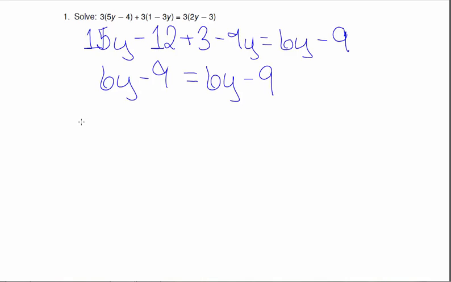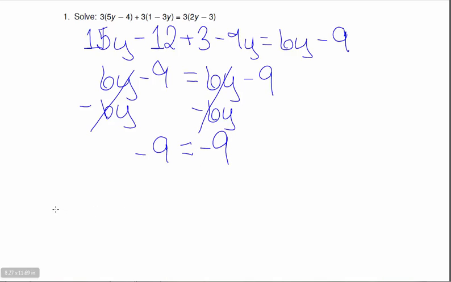The next step is to get the variables on the same side. I have a 6y on the left and a 6y on the right, so I'll subtract it over. When I do, the y's on the left cancel, and I'm left with negative 9. The y's on the right also cancel, so this is equal to negative 9. Since negative 9 is actually equal to negative 9, the solution here would be all real numbers.